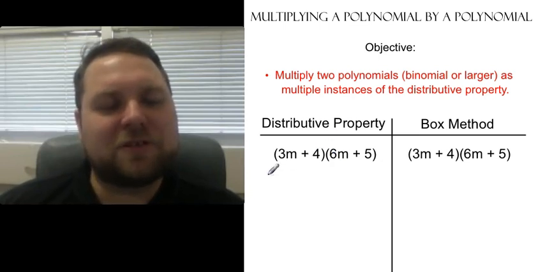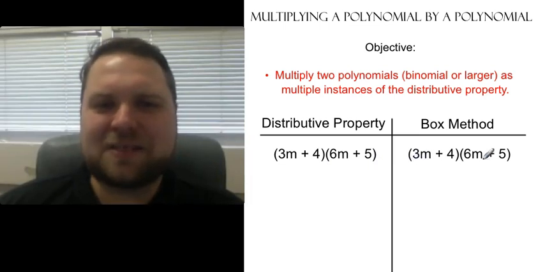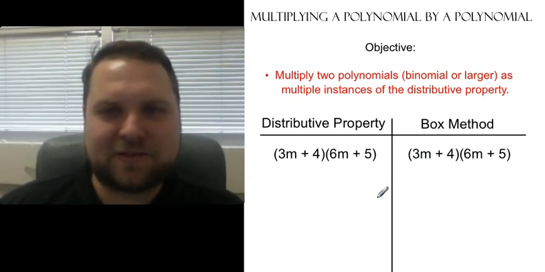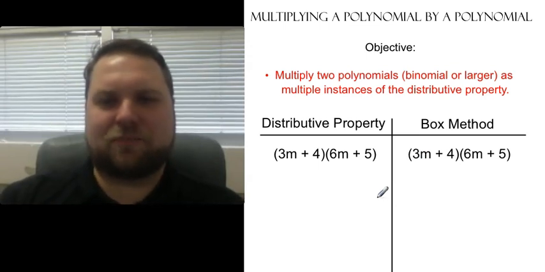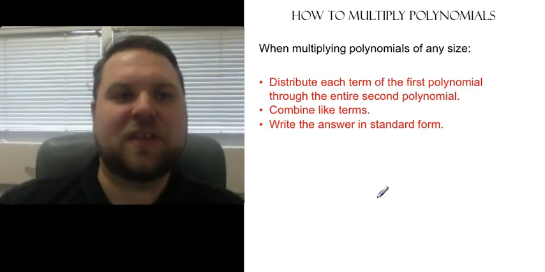But anyway, I will show you how to do it using the distributive property, and I'll show you how to do it using something called the box method. Both will get you the exact same answers. It's just 2 different ways of looking at the problem. You can pick whichever one you like best and stick with it. You don't have to always do both, but I want you to have options as far as how to do this. So here we go.